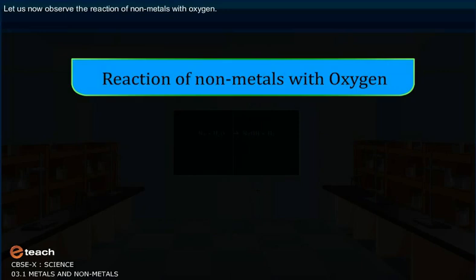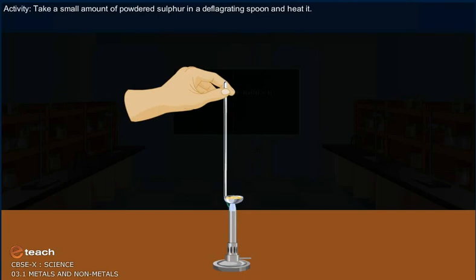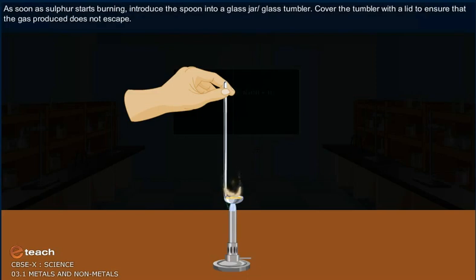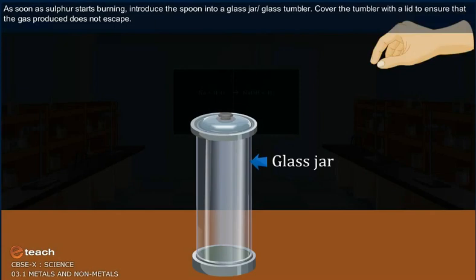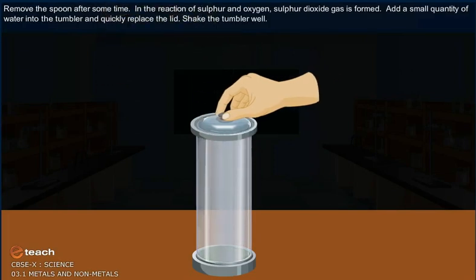Let us now observe the reactions of non-metals with oxygen. Activity. Take a small amount of powdered sulfur in a deflagrating spoon and heat it. If a deflagrating spoon is not available, you may take a metallic cap of any bottle and wrap a metallic wire around it and give it the shape of a spoon. As soon as sulfur starts burning, introduce the spoon into a glass jar or glass tumbler, and cover the tumbler with a lid to ensure that the gas produced does not escape. Remove the spoon after some time.